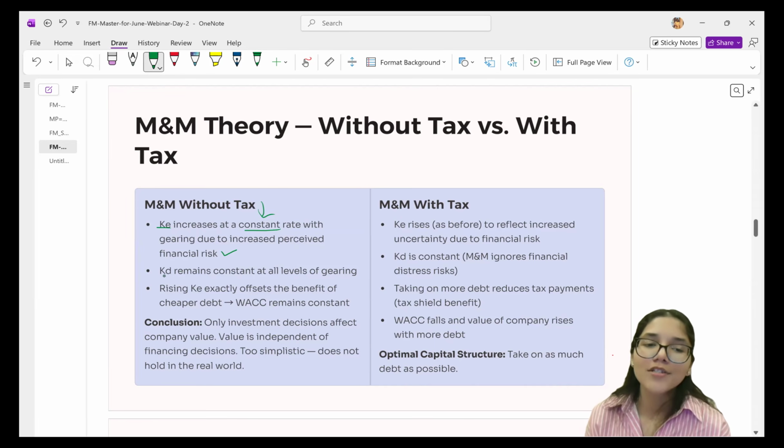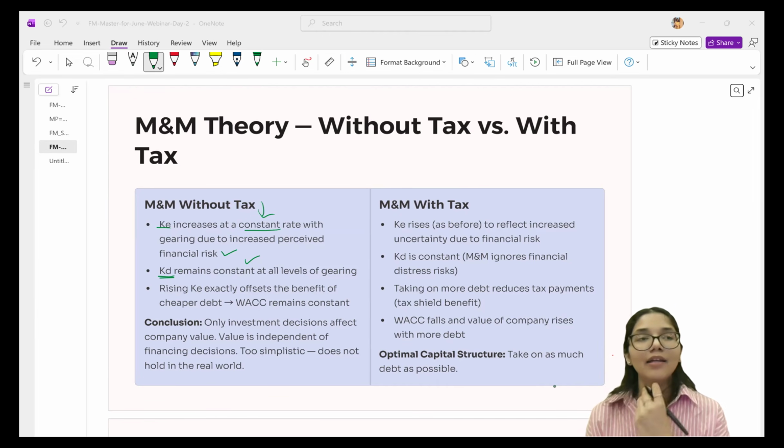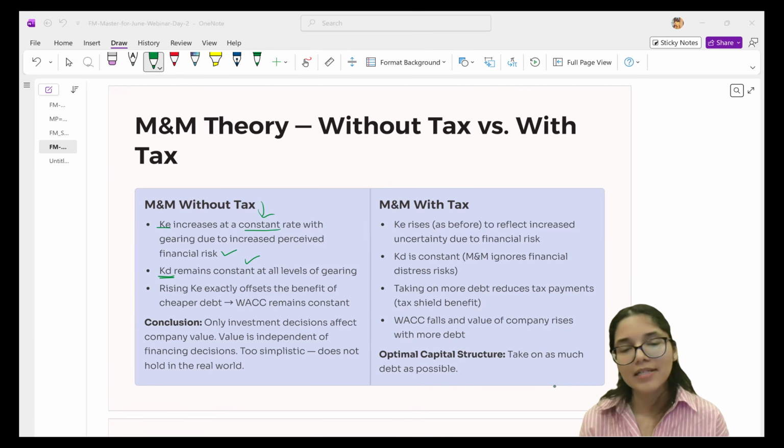Then my cost of debt is something which will remain constant at all levels of gearing, whether I'm at lower levels of gearing or I reach the highest levels of gearing, my cost of debt will remain exactly the same. How is that happening? Is it linked to any other assumption that we had taken? Why is KD remaining constant? Why is it not increasing? Yes, we have assumed that there is no financial distress risk.